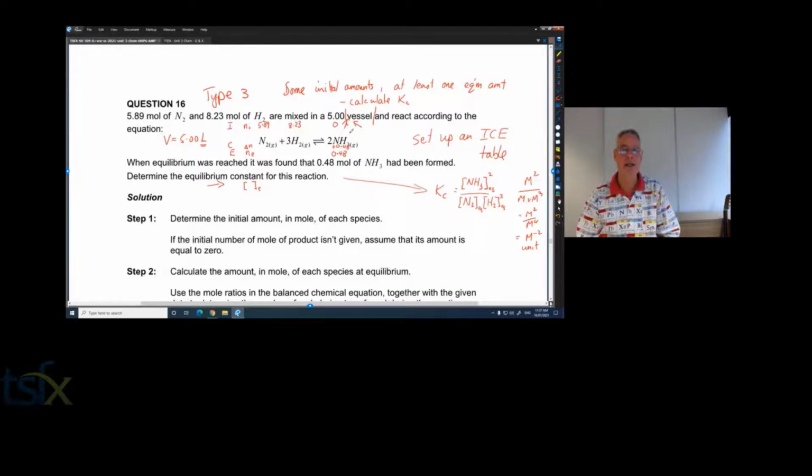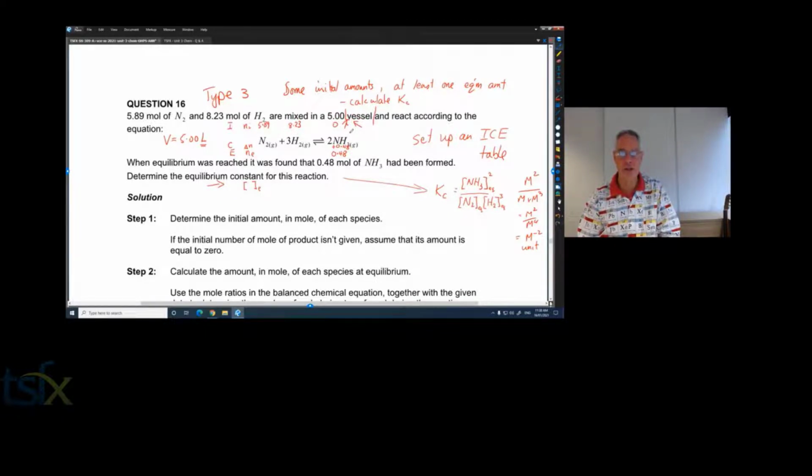Check that you are setting up an ice table without actually a table, just doing it above and below the equation. Have the equation there. You don't have to get out a ruler and draw up a table, but you've got to have these values in the correct rows. So if you haven't already got the 5.89 as the mole initial and the 8.23 as the mole initial and the 0 as the mole initial, that is implied in the question, but you need to know it's 0. If you're not told they put some in, assume none. That's a reasonable assumption. You are told there's 0.48 at equilibrium. You can then say, right, it's gone up by 0.48.